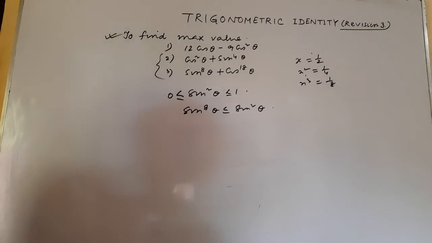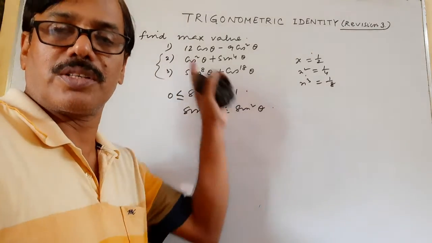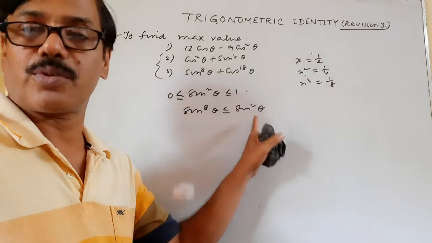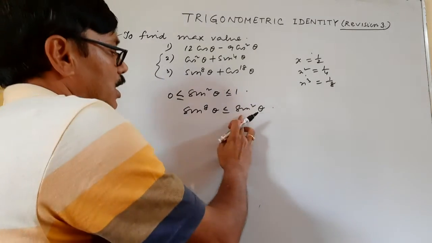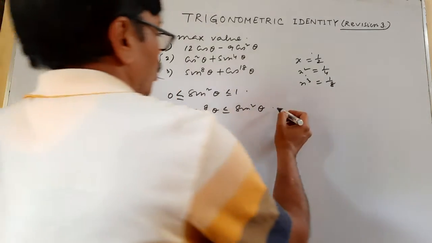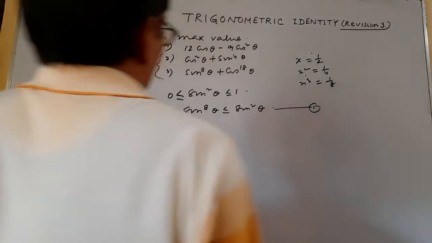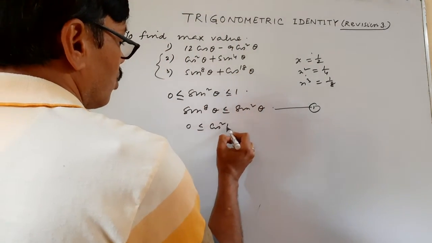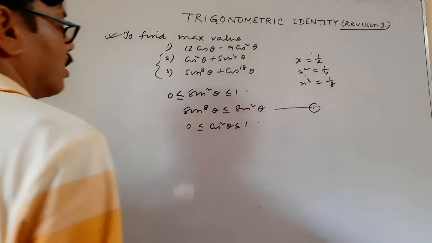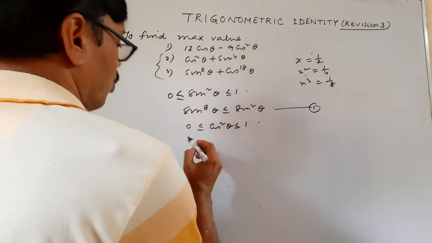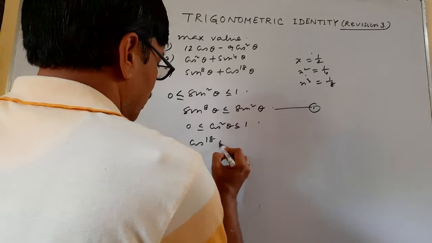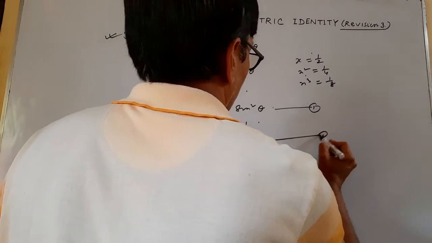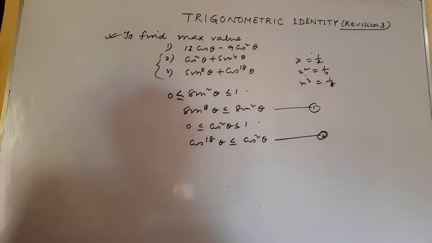Suppose sine theta equals half. So what is sine to the power 8 theta? Half to the power 8, and this is half square. Now another expression: 0 is less than or equal to cos square theta, which is less than or equal to 1. It lies between 0 and 1. So cos to the power 18 theta is less than or equal to cos square theta.